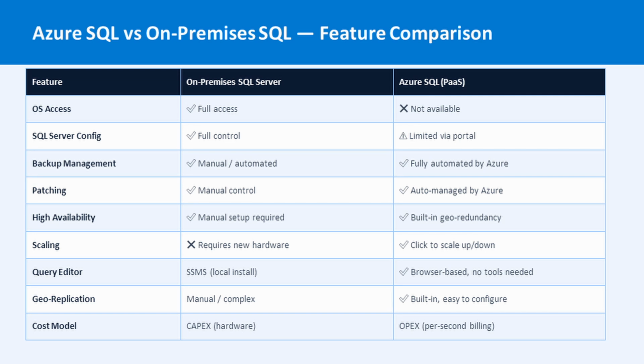High availability. On premises, you must design and implement your own high availability solution, which requires additional servers, configuration, and ongoing management. Azure SQL has built-in geo-redundant high availability by default. Scaling. On premises, adding capacity means procuring new hardware, which takes time and money. With Azure SQL, you click a button and the database scales within minutes.